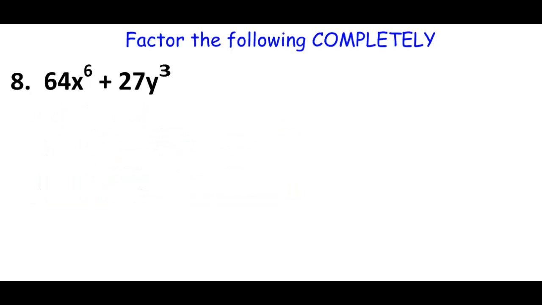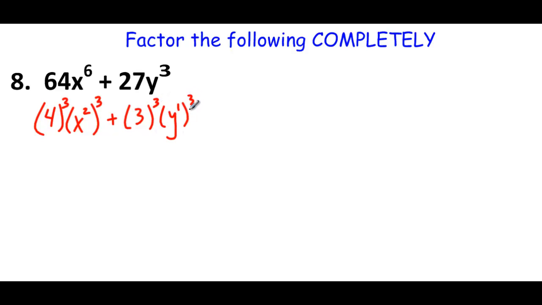This one I made a little bit more complicated, and you're going to start to get used to the numbers that are cubed, perfect cubes. 64 is 4 times 4 times 4. X to the 6 is x squared times x squared times x squared. Okay. 27 is 3 times 3 times 3. And y cubed is y times y times y.